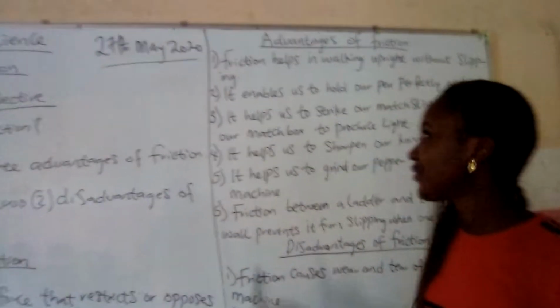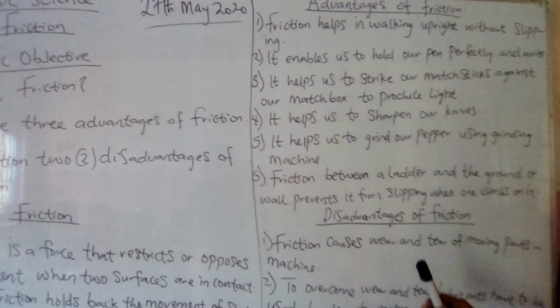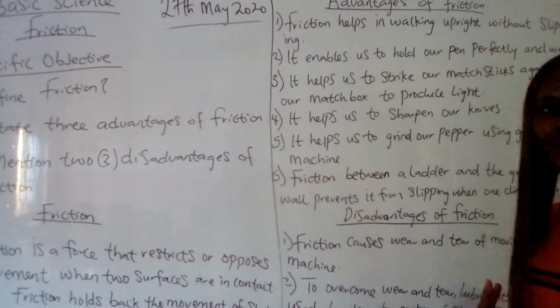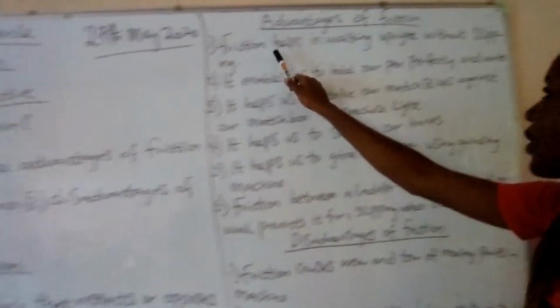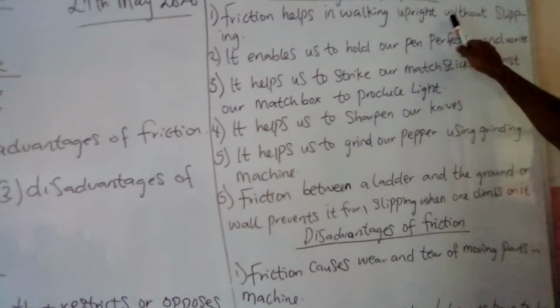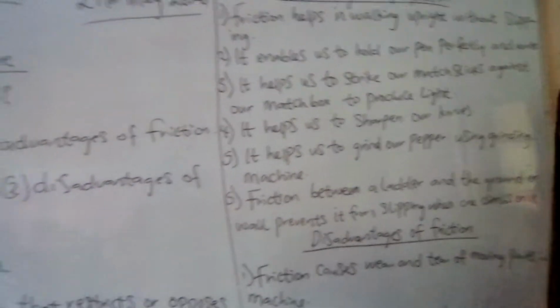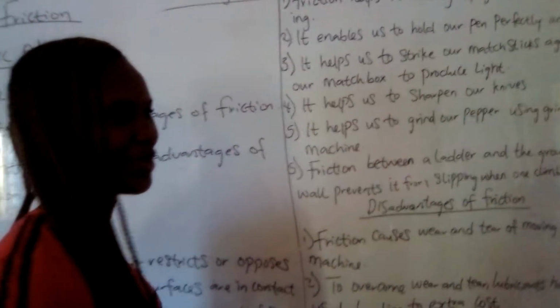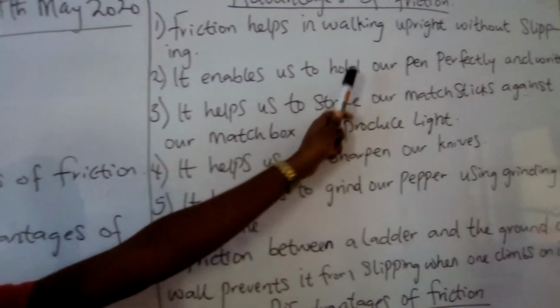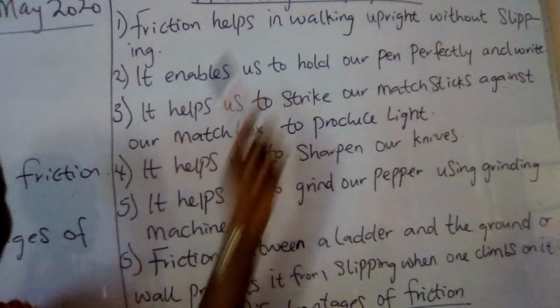Now, the advantages of friction. What do you gain from friction, or the merit of friction? 1. Friction helps in walking upright without slipping. It is friction that helps me to walk without slipping or without falling down. 2. It enables us to hold our pen perfectly and right. It is friction that helps me to write.